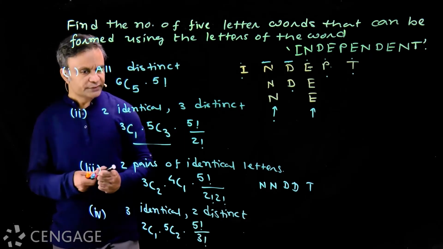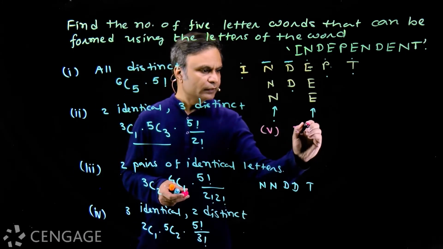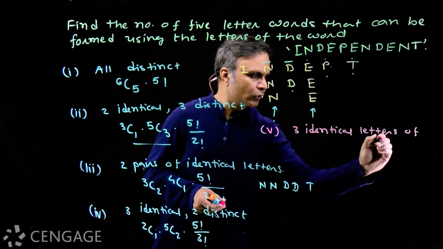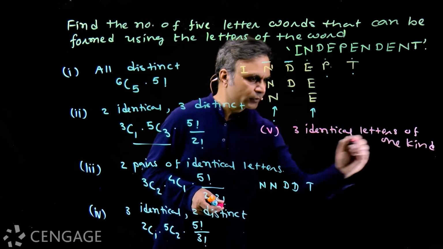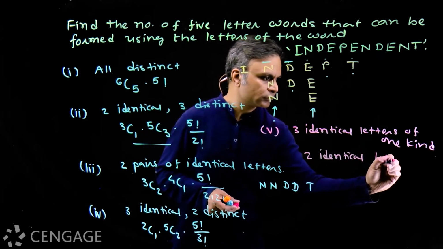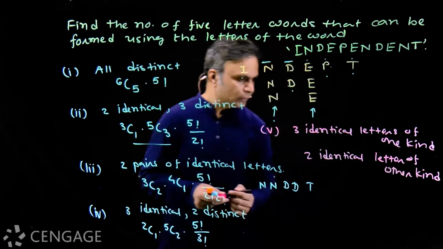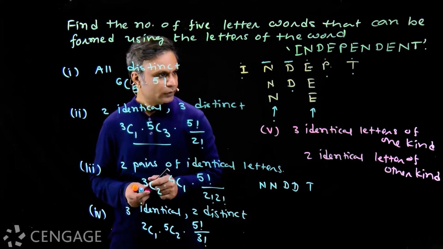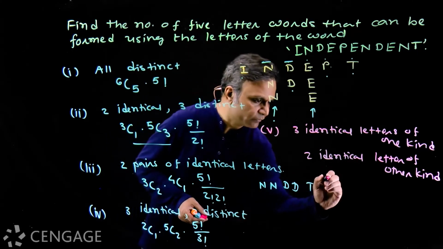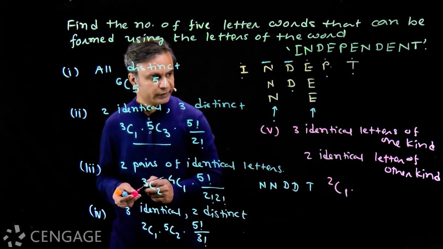Now we have one more case. What will this case be? We have 3 identical letters of one kind and 2 identical letters of other kind. For 3 identical letters, again we have 2 options to choose from, either triple N or triple E. So we have number of ways 2C1, for selecting one triplet of identical letters.